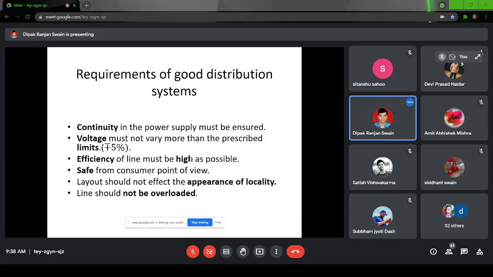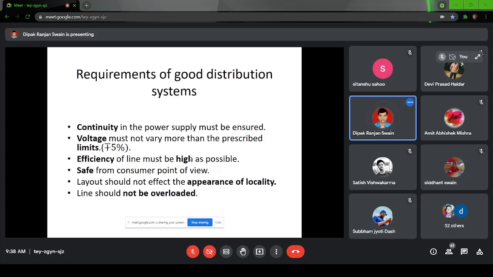Your conductors should not be messy, so you create a junction box. Let us say you are going to connect 10 consumers, so you create a junction box and from the junction box you connect. Don't connect all the conductors from each house to the pole, so that the look doesn't seem bad. And lines should not be overloaded.